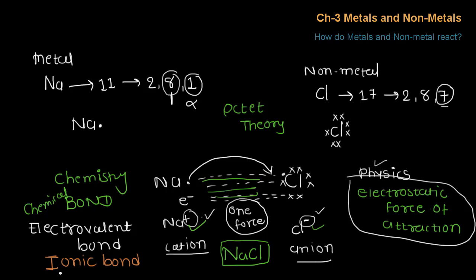Why is it ionic? Can you tell me why it is an ionic bond? Because the bond is made of ions, cation and anion. So it is called ionic bond.